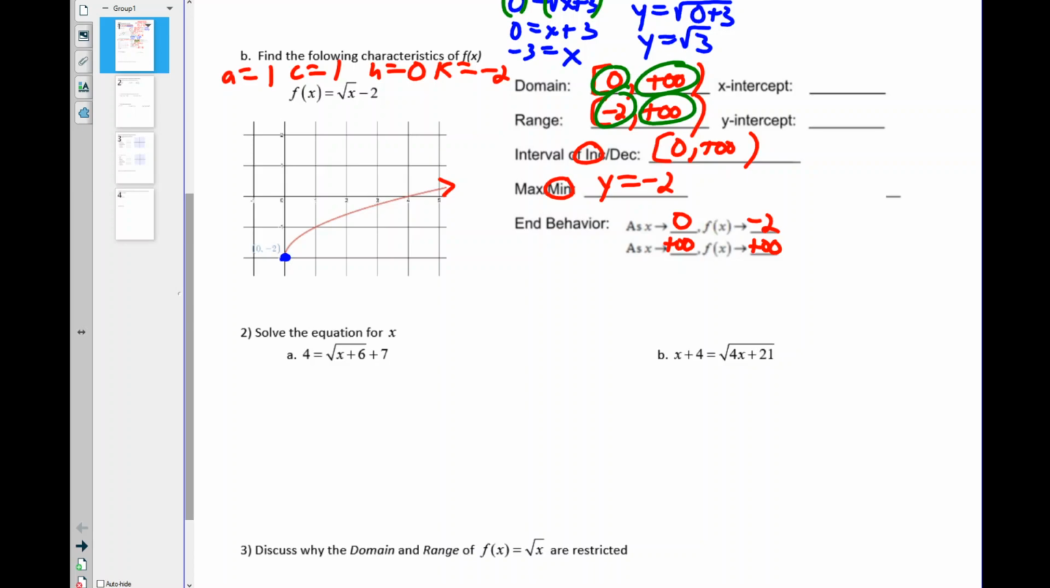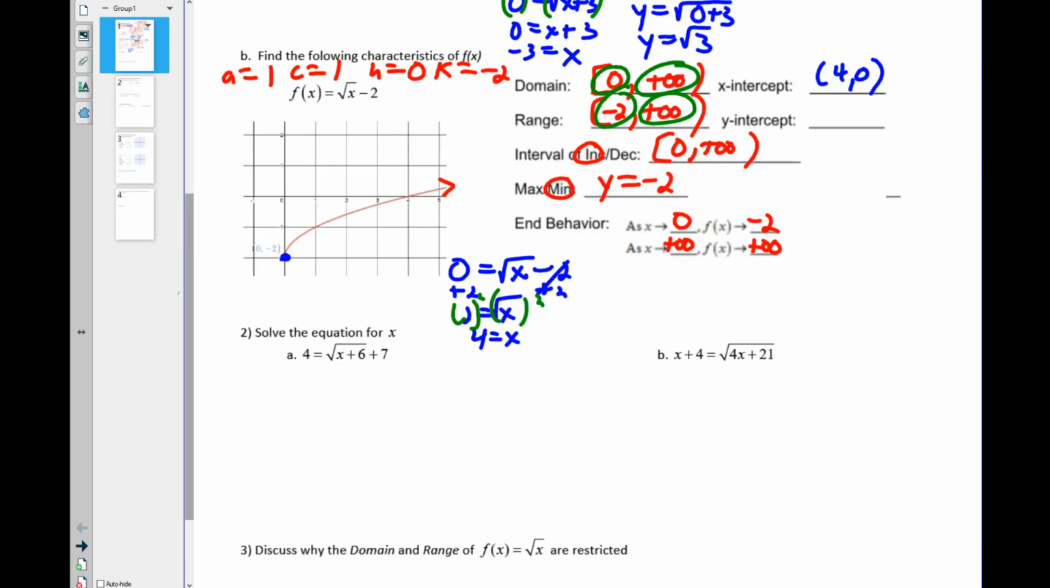Moosey's favorite now, x-intercept and y-intercept. The y-intercept should be obvious from looking at the picture, but let's just prove it algebraically anyways. Let's start off with x-intercept. Put a 0 where the y goes, so we get square root of x minus 2, so plus 2 on both sides. 2 equals square root of x. How do you get rid of a square root? Square. 2 times 2 is 4. So x-intercept is 4, 0.